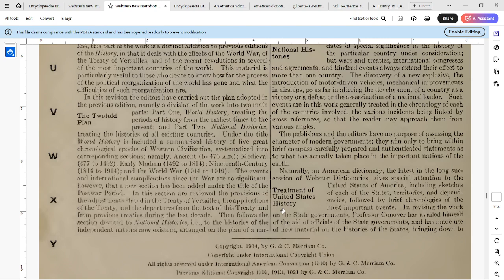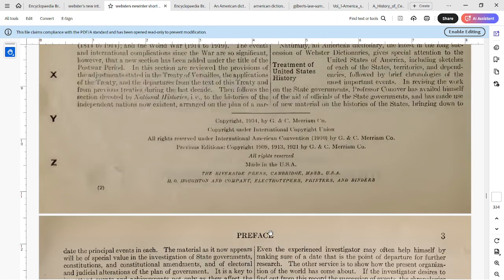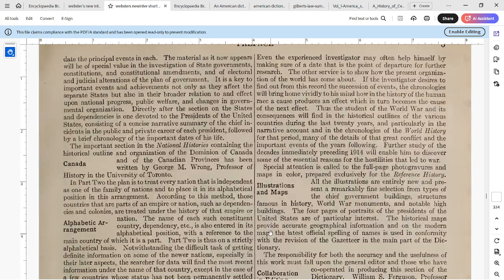including sketches of each of the states, territories, and dependencies, followed by brief chronologies of the most important events. In revising the work on the state governments, Professor Conover has availed himself of the aid of officials of the state governments and has made use of new material on the histories of the states, bringing down to date the principal events in each.